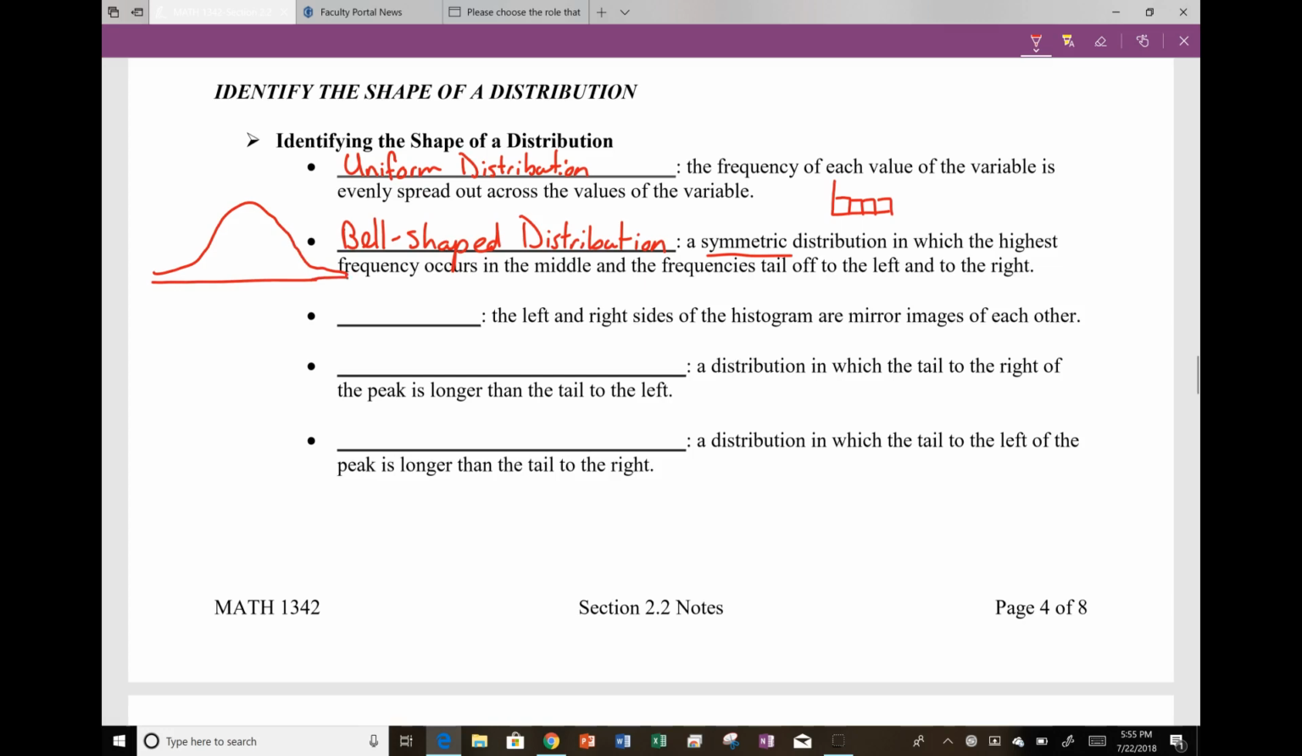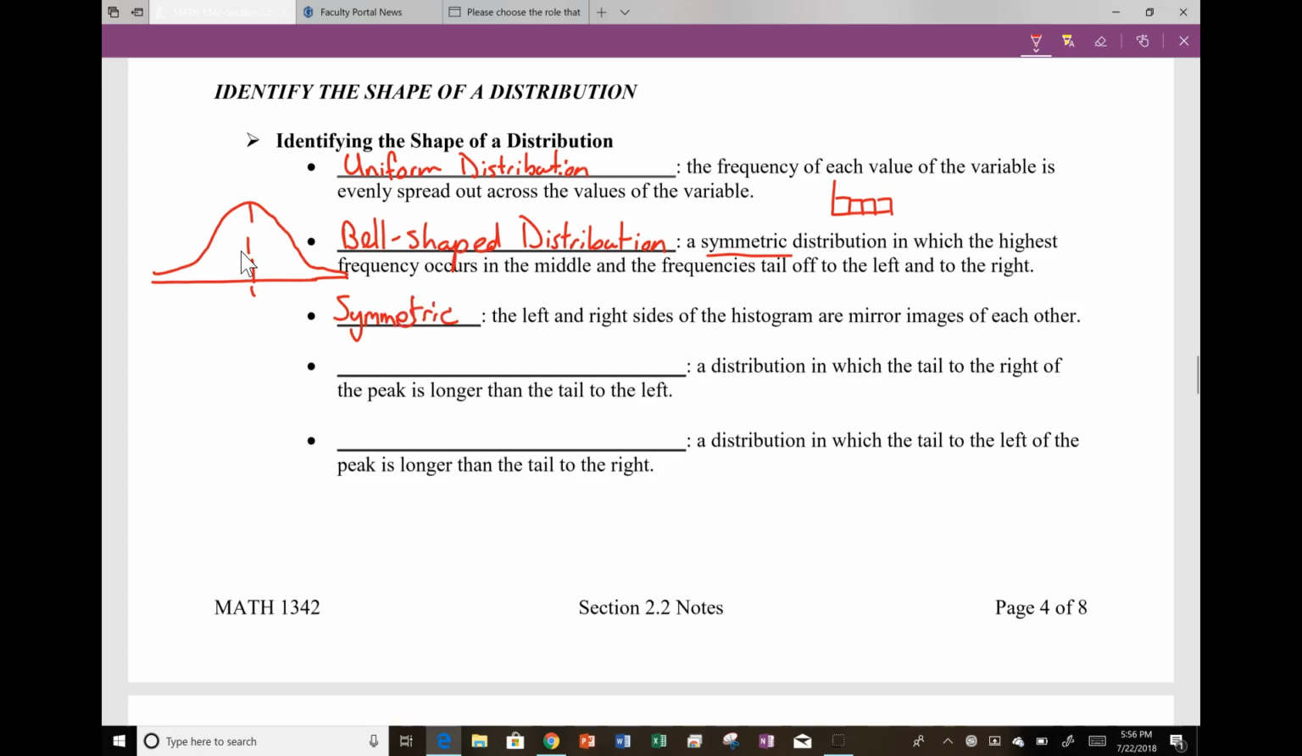I'm not a very good artist, but notice how this side over here, if I draw a line down the center, I can fold it over on itself. Bell-shaped is just that. It looks like a bell, and it is symmetric. That is another shape that we look at, symmetric.